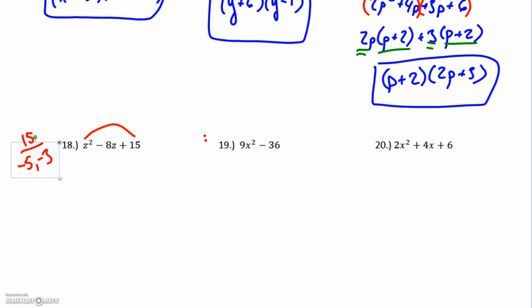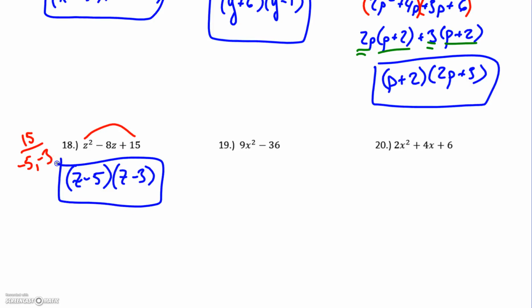Since there's a 1 out front, it means I can use my shortcut on this one. So I can go right to the two factors. So it's going to be a z minus 5 because of the negative 5, and a z minus 3 because of the negative 3, and that's it. All right, so when I have that 1 out front, I can use that shortcut.